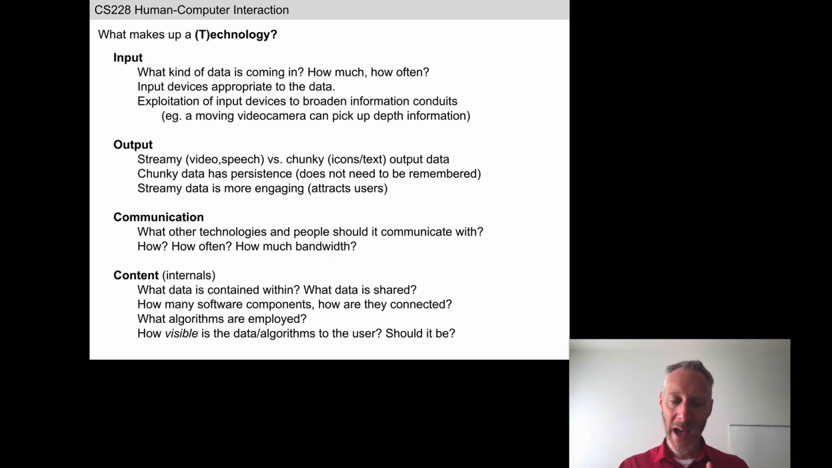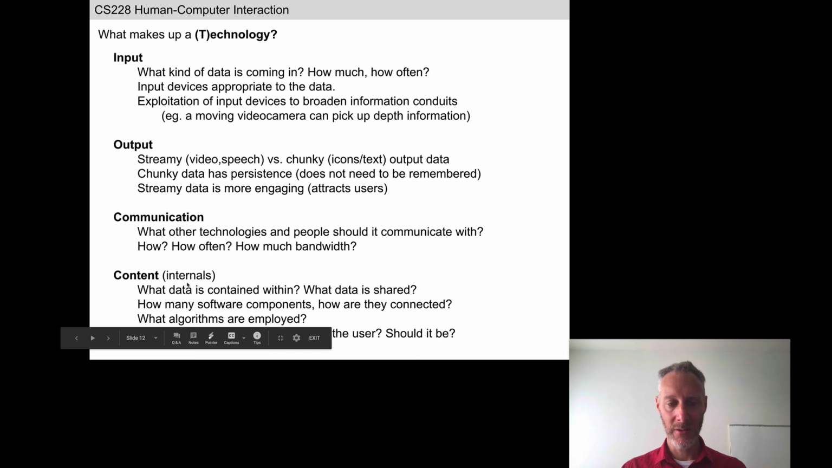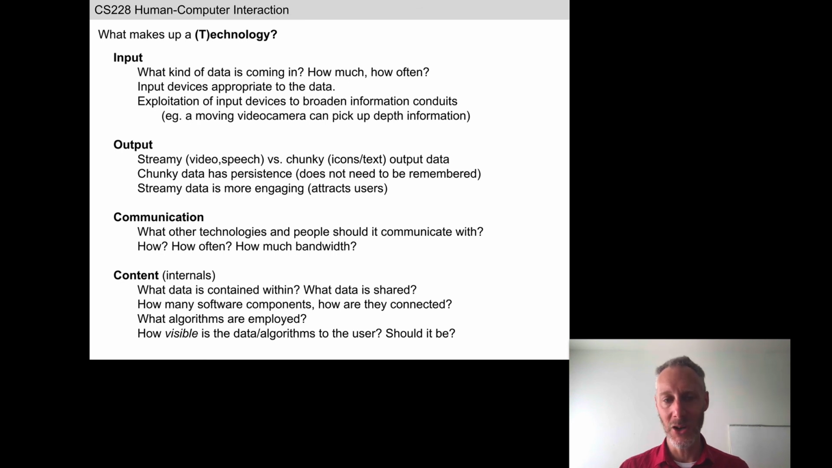Okay, one aspect though of internals that might matter, which is the last line on this slide, is how visible should we make the internal mechanism of code? How visible should we make it to the user? Does the user need to know what's going on inside the technology? Most of the time, the answer is no. We want to try and hide as much of the internal details of what's going on as possible. But there are exceptions. When do we want to advertise to a user or users what's going on inside software?